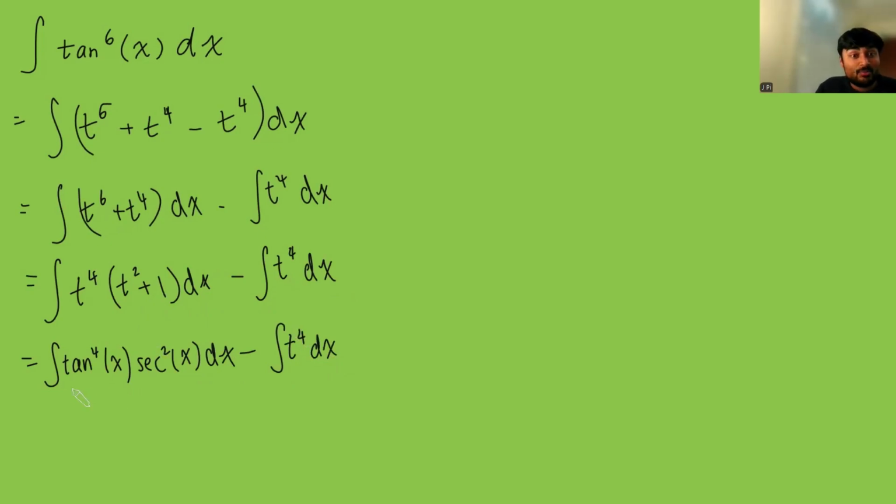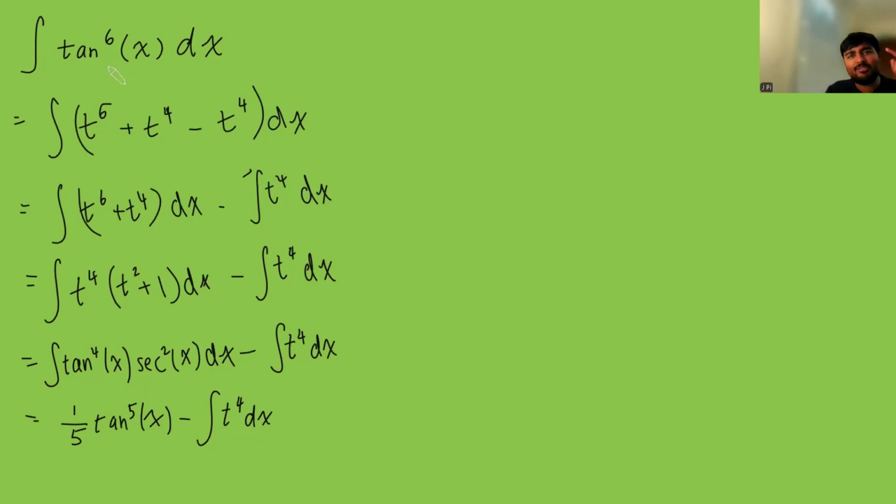Now, the great thing about this is we know what this integral here equals. Because the derivative of tan x is sec squared x, we can, if you want to, do a substitution, say u is tan x here, but this is just going to turn out to be 1/5 tan to the 5 of x, like so. And then again, I've got this minus integral of t to the 4 dx. Okay, this is quite cool.